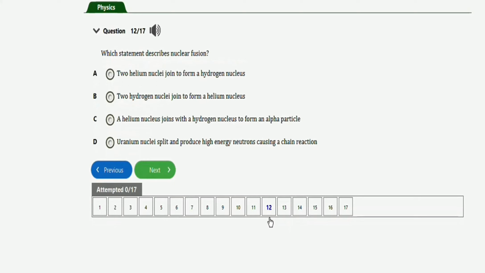It says which statement describes nuclear fusion? Two helium nuclei join to form a hydrogen nucleus. Two hydrogen nuclei join to form a helium nucleus. A helium nucleus joins with a hydrogen nucleus to form an alpha particle. Uranium nuclei split and produce high energy neutrons, causing a chain reaction. So guys, the right option to this question will be option B, which is two hydrogen nuclei joined to form a helium nucleus. Very important.